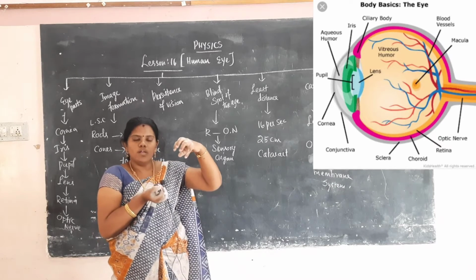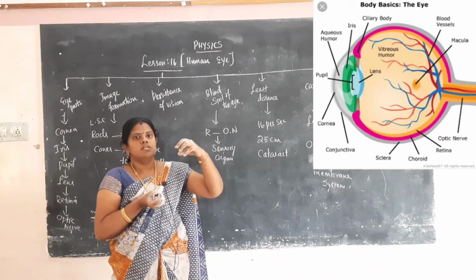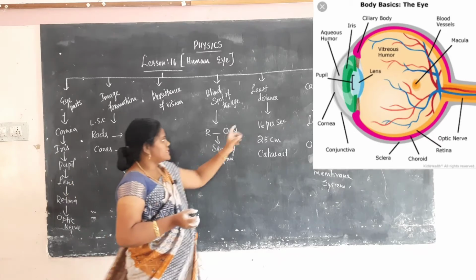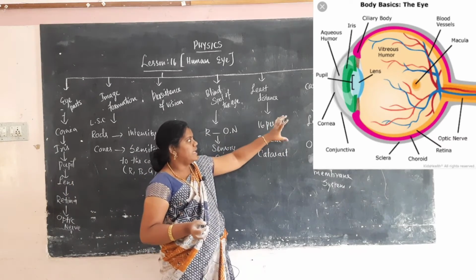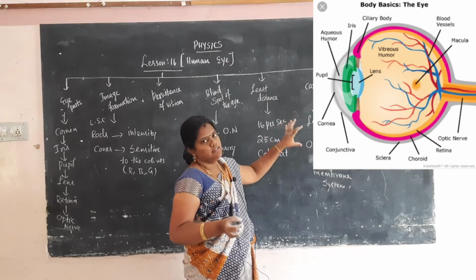Ciliary muscles cover the lens and hold it so that it does not move, and they alter the focal length of the lens.